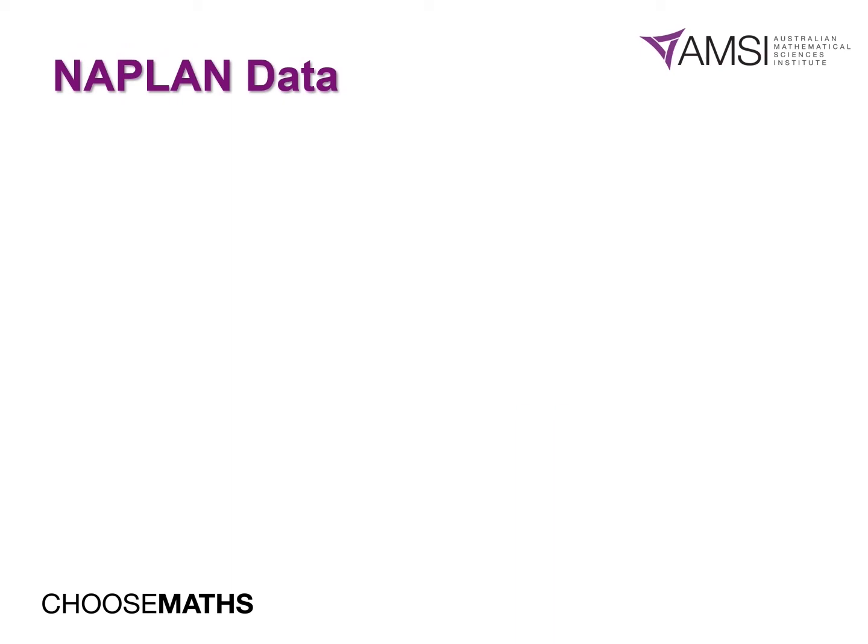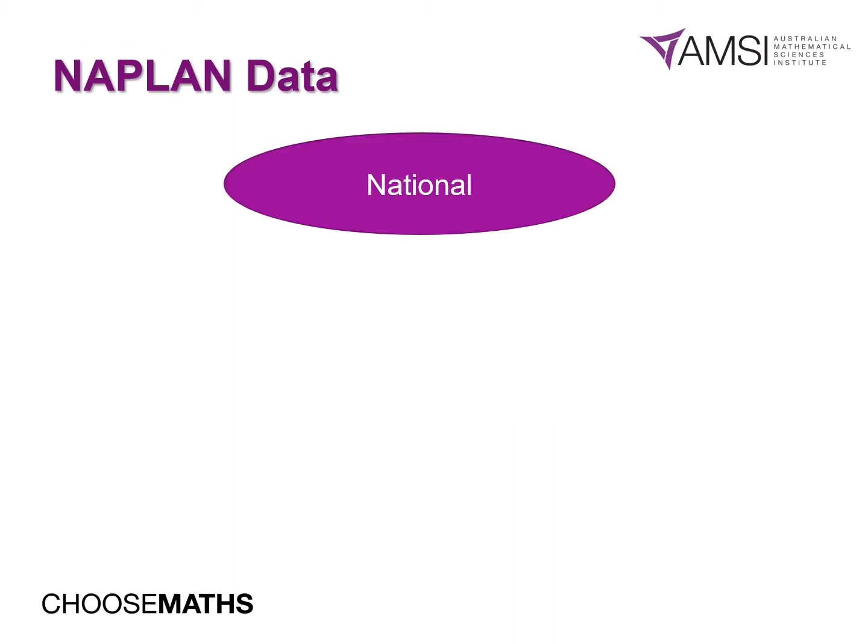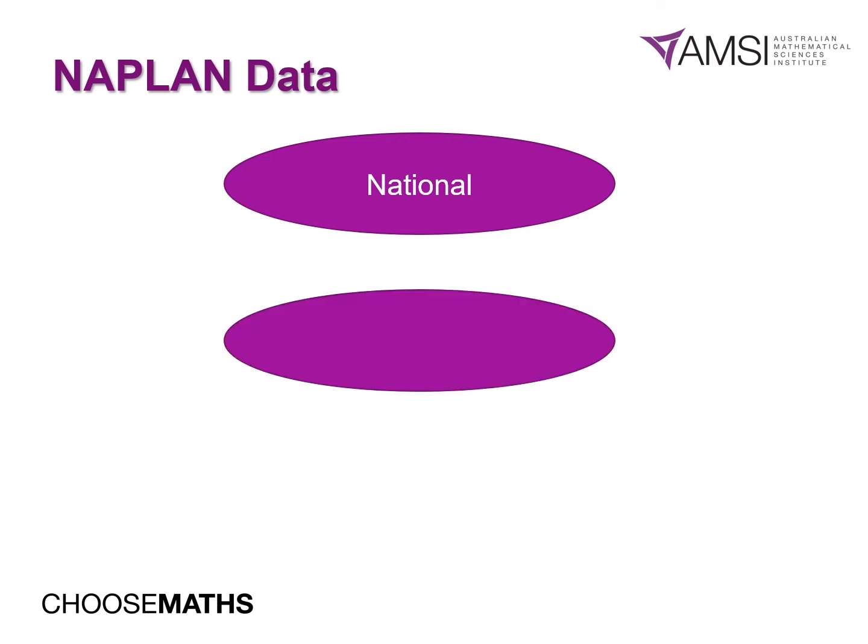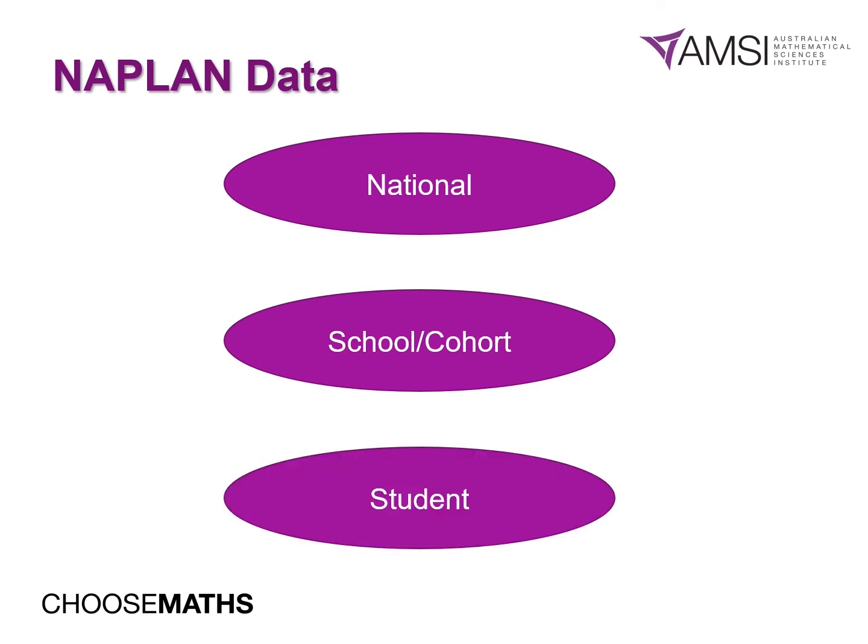NAPLAN data which is gathered is presented at the national level, which allows comparisons to be made across states or territories; at the school or cohort level, which allows comparisons to national or state or territory benchmarks, depending on what we're using; and at the student level, which identifies the achievement a student has made and their growth in their learning. We will focus on national data in this presentation. It's one set of data we can use.